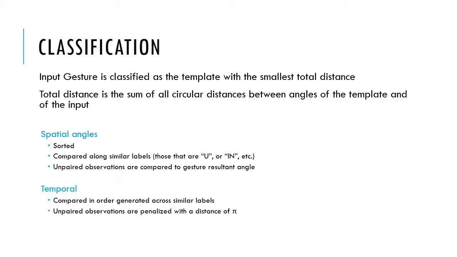Spatial angles are sorted, compared along similar labels, and unpaired observations are compared to gesture resultant angles. Temporal angles are compared in order generated across similar labels. Unpaired observations are penalized with a distance of pi.